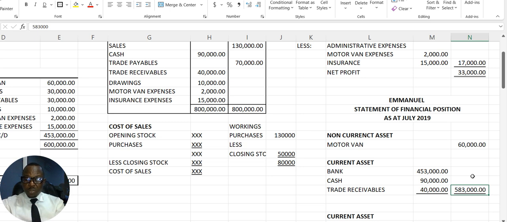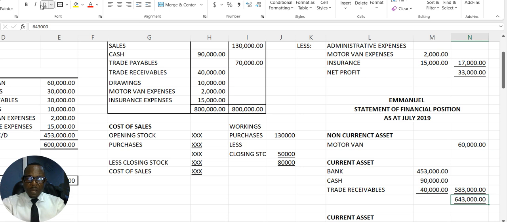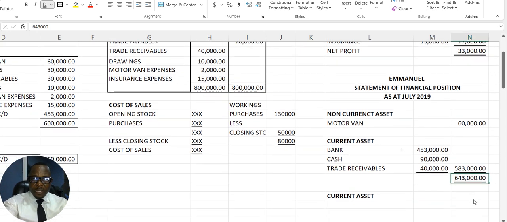Why are you underlining it? Because you should have a total that is called total assets, which is the addition of current assets and non-current assets. So this is 643. Is that correct? 643. So this is total assets. You underline it. In fact, you should have a double underline to it, because it signifies the end of the first segment.